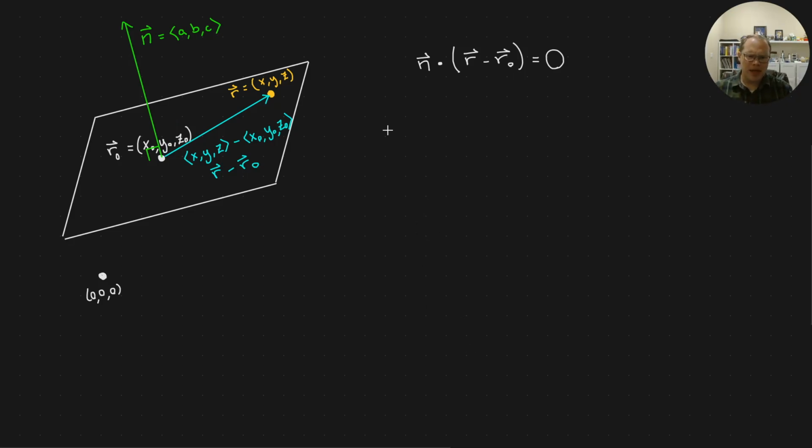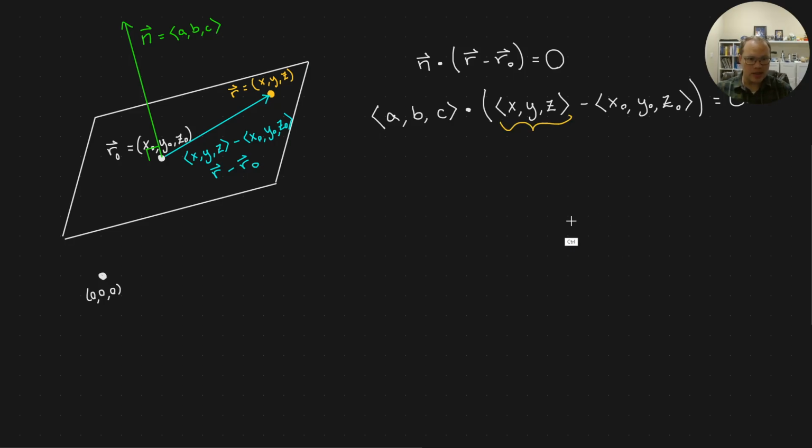Okay, let's plug in. My normal vector is ABC. I'm going to take the dot product of that with vector R. Vector R is my variables, x, y, z. Those are my unknowns. I know what ABC is, so I have to plug in concrete values for ABC. And I know what R naught is, x naught, y naught, z naught. That is a point in the plane. The only variables here are the x, y, z.